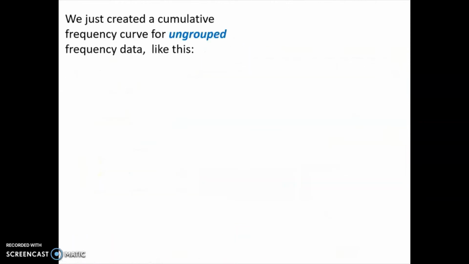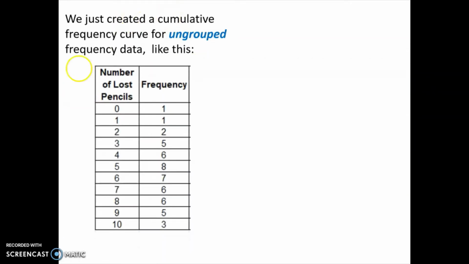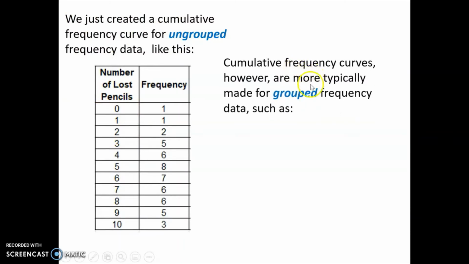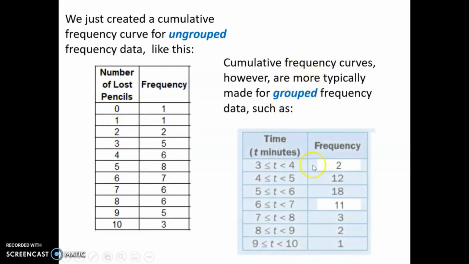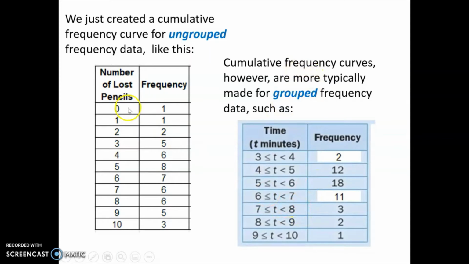So we have just created a cumulative frequency curve for ungrouped frequency data like this, right? We had ungrouped data, but we've in the past looked at data that has grouped frequency. For example, this. This is discrete data because you can only lose whole numbers of pencils. This is continuous data, and this is called a grouped frequency table where we have these categories here. And this is for continuous data. For example, time is continuous. So how would you graph these on a cumulative frequency curve? How would you deal with these?